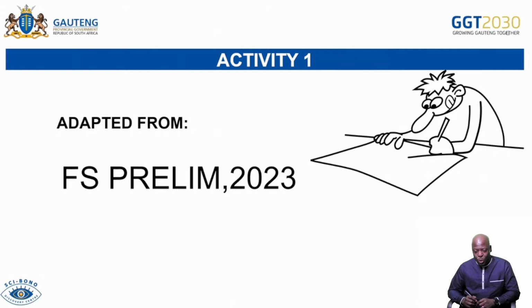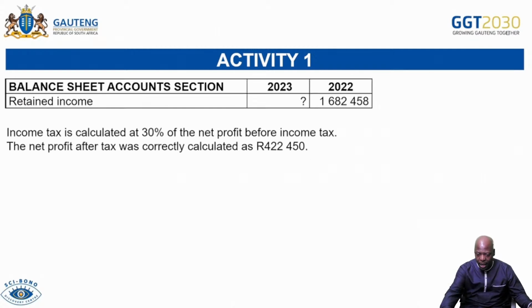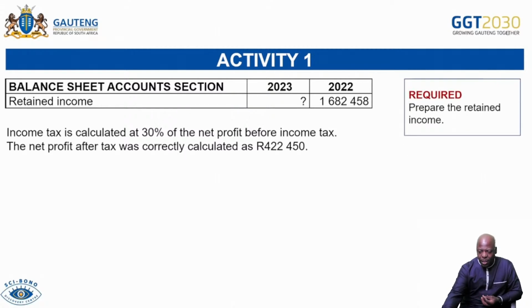Okay, let's go on. So the first activity, which is activity number 1, is from the Free State Prelim for the year 2023. Let's see what they have for us. So here we're given the retained income, and you have your income after tax. And in this question, we are required to prepare the retained income note. Okay, so this is our retained income note. So opening note number 8. We're going to start off with note number 8, our retained income note.